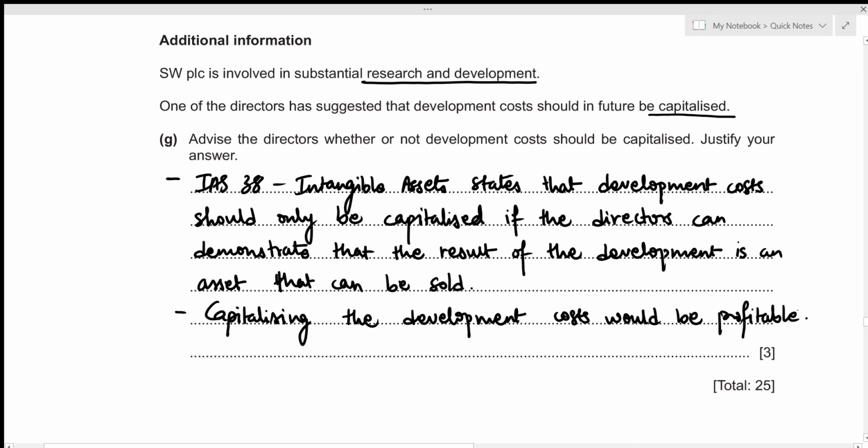Now we need to state our decision clearly. Since SWPLC is involved in research and development, personally, I would suggest the directors capitalize the development costs. So let's write it down. The decision is that the directors should capitalize the development costs.